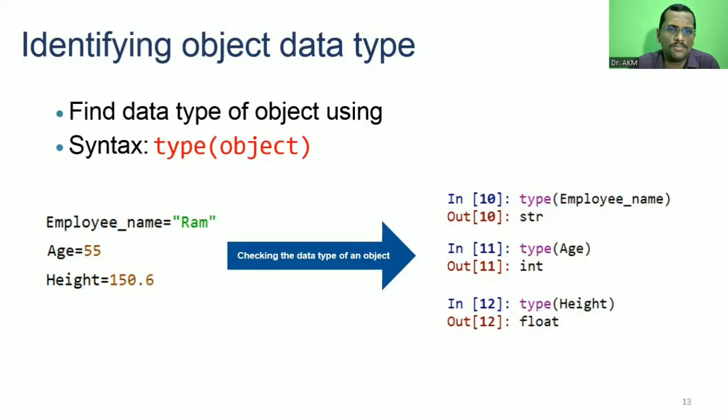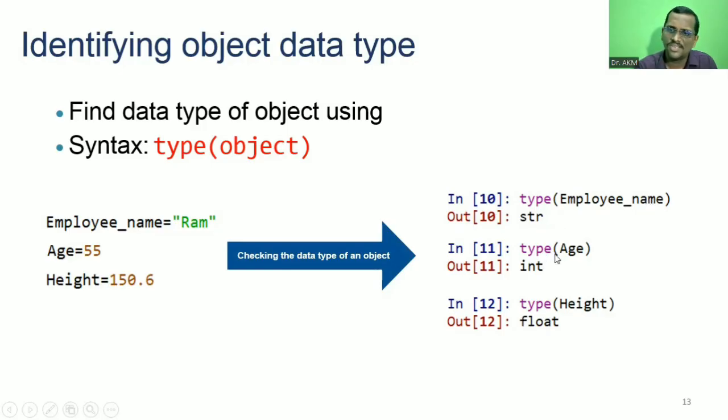So how to identify the object of a data type? For example, if you have assigned employee name equal to a string, age equal to 55, height equal to 150.6, you need not specify the data type of each variable, as we discussed earlier. It is automatically understood by the programming language. If you want to know the type of the variable employee_name, you simply put type. The keyword is type. In between brackets, give the variable name employee_name. It returns str. So now you understand that employee_name is a variable of string data type.